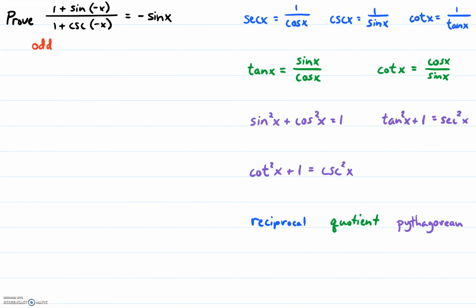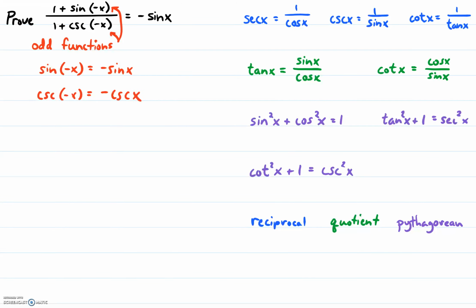Being an odd function basically just means, especially when we're talking about this trig stuff, and this is very convenient, that you can just pull the negative outside. With cosecant and sine, and tangent is also this way, since they're odd, it means that sine negative x is the same thing as negative sine x, and also cosecant negative x is the same thing as negative cosecant x.